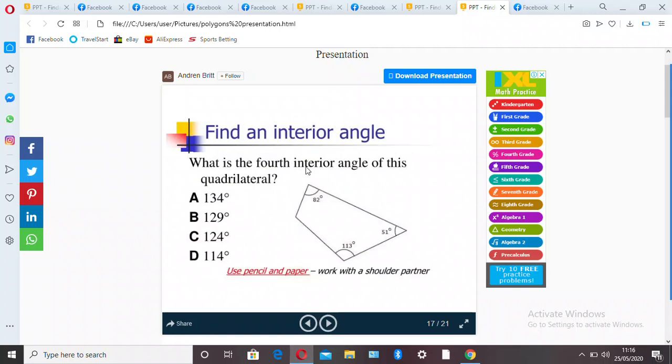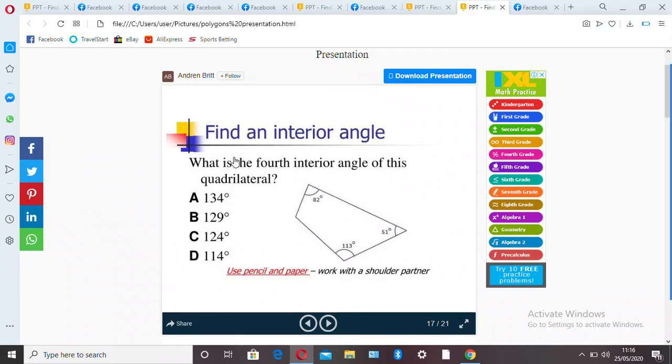What is the fourth interior angle of this quadrilateral? I told you a quadrilateral is a four-sided polygon. Look at this: 1, 2, 3, 4. The first thing to always do is to count the number of sides the polygon has. So this has 4 sides. A four-sided polygon is called a quadrilateral.